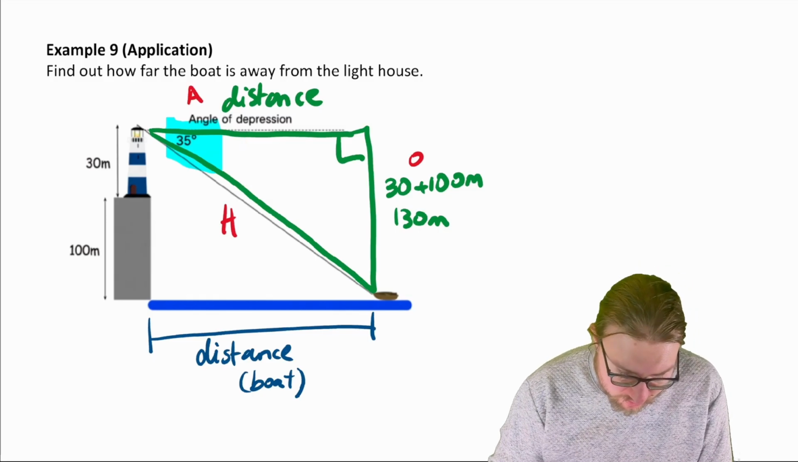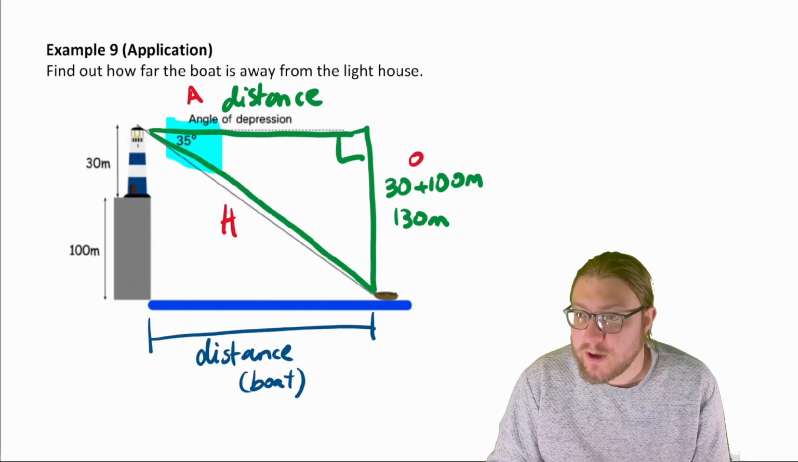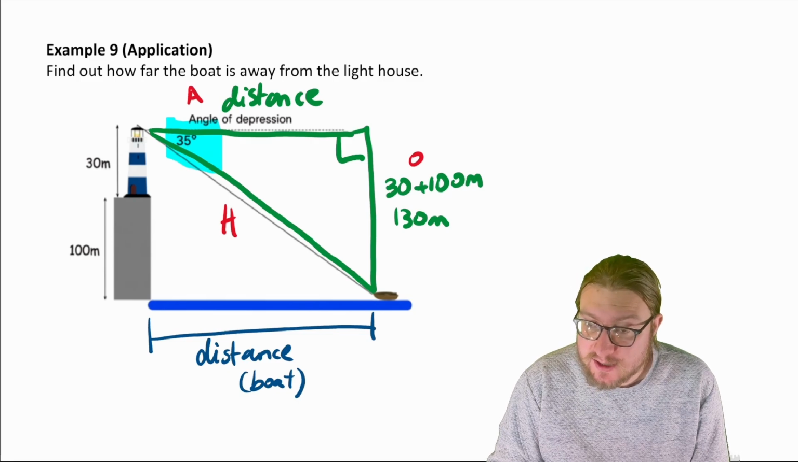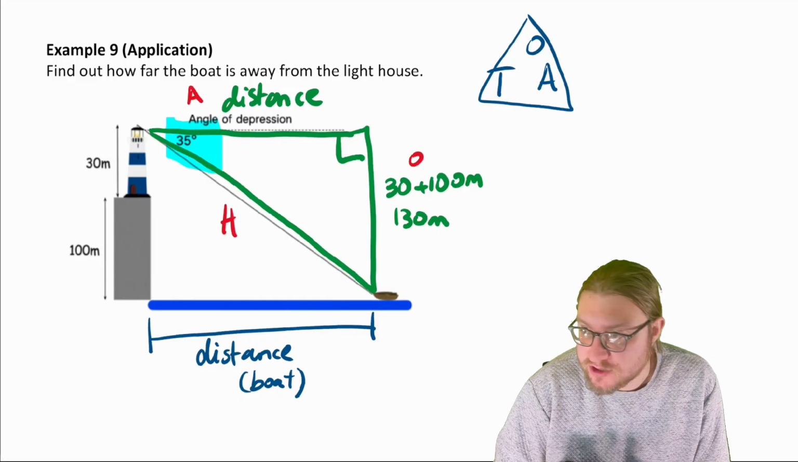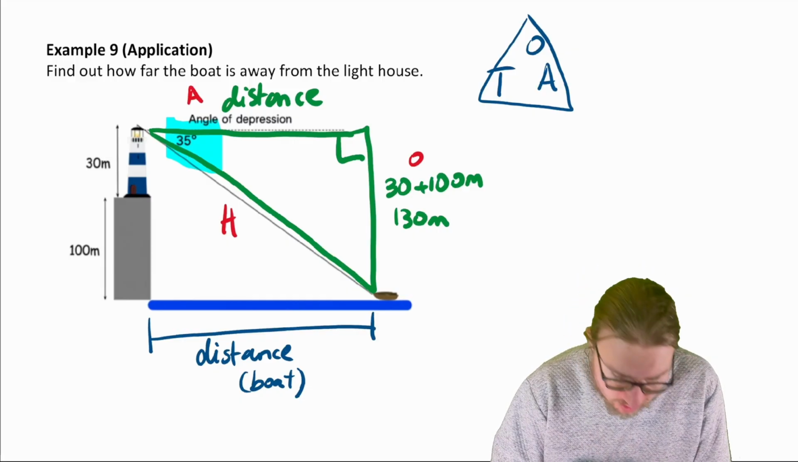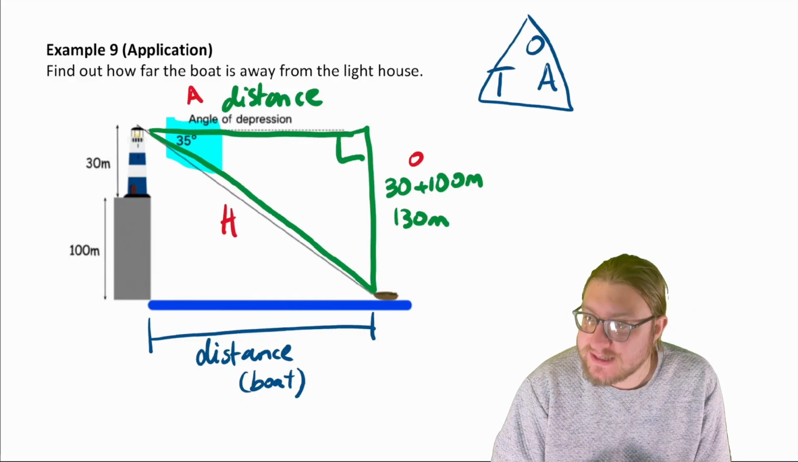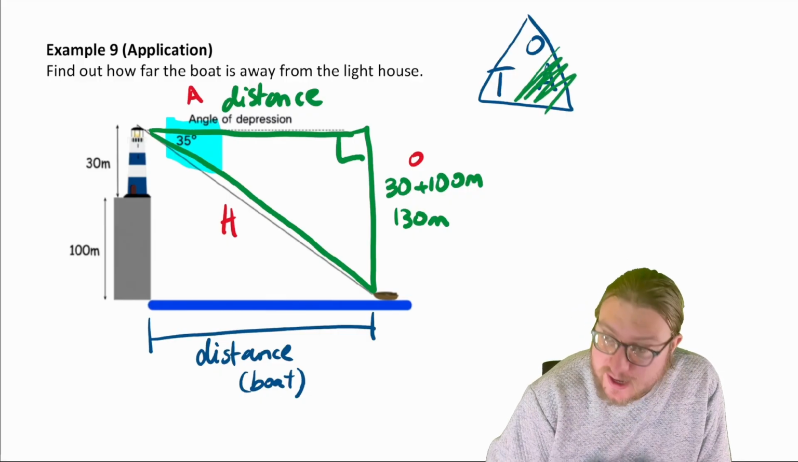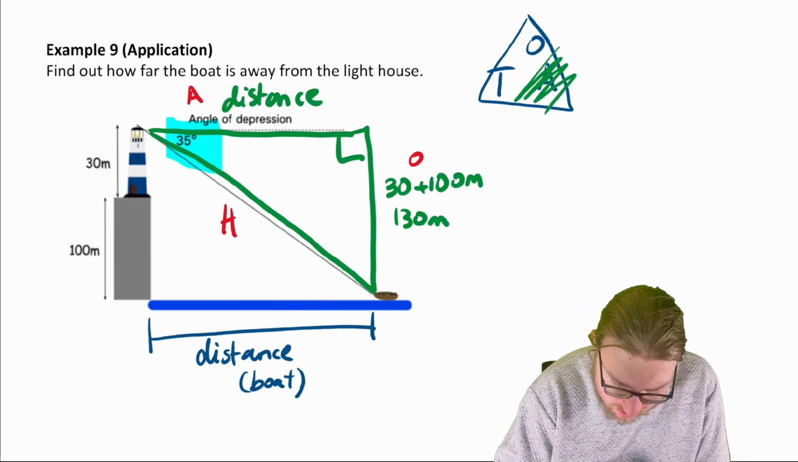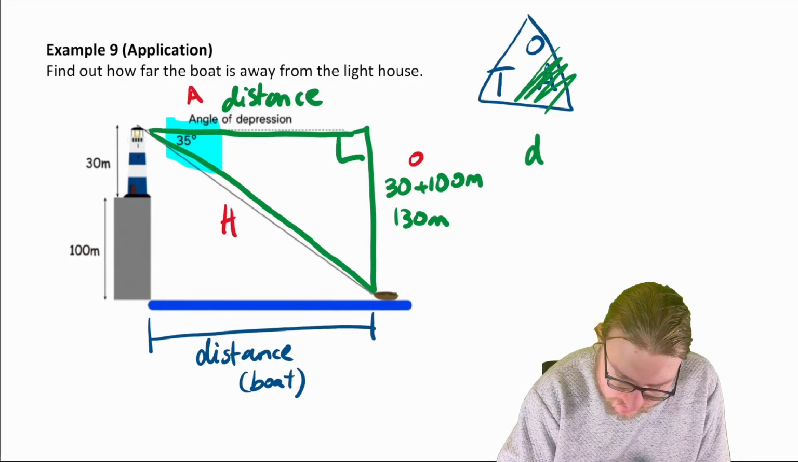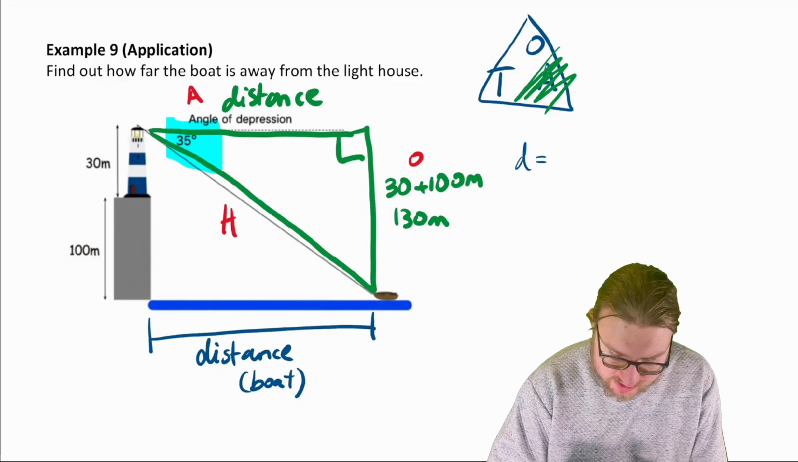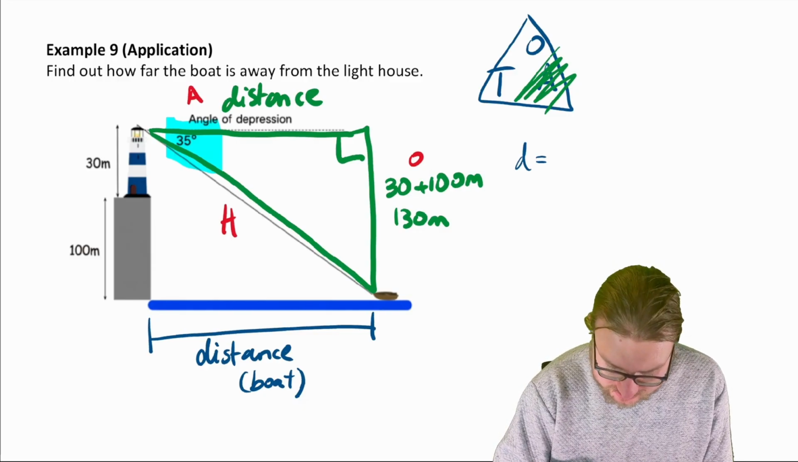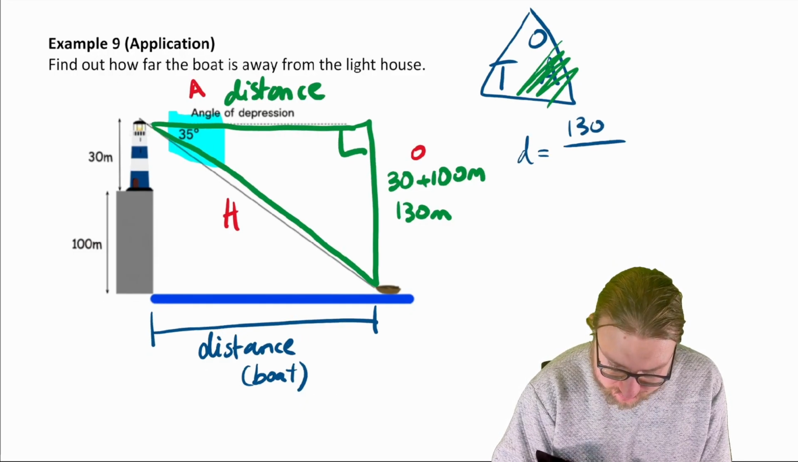Now, for this triangle, what do we have? We have been given O, we want A, so that's going to be TOA. TOA, put a triangle around it. Okay, what do we want to find? We want to find the distance, which is A. So we're going to cover A, and we're going to write down our answer. Let's call this distance D. The distance that we want, which is our adjacent, is O divided by T. O is 130 divided by tan of the angle that we're talking about.